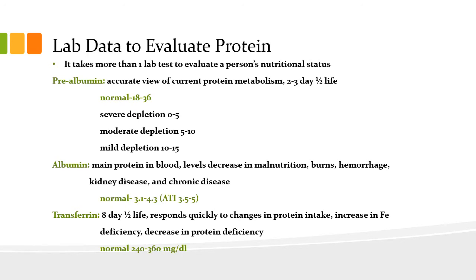Transferrin has an 8-day half-life. It responds quickly to changes in protein intake, increases in iron deficiency. There's a decrease in protein deficiency. So a normal transferrin range would be 240 to 360 milligrams a deciliter.